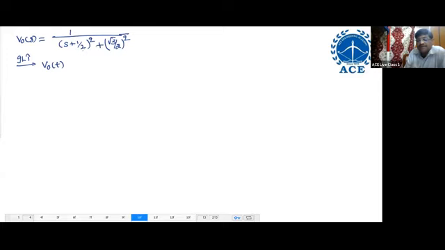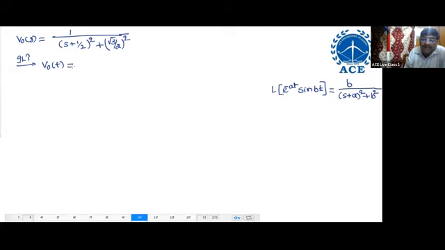It is e power minus at sin bt. Laplace of e power minus at sin bt equals what? B by (s plus a) whole square plus b square. That is a Laplace transform. Same thing: (s plus a) whole square plus b square. B is not there in the numerator, so I can multiply with b and divide with b. Or if I bring it this side, it will become 1 by b.